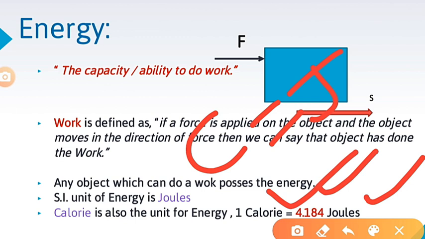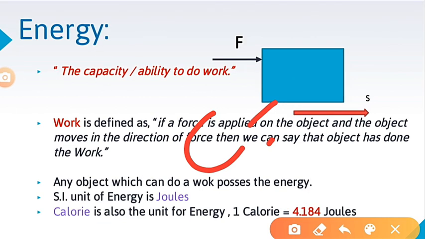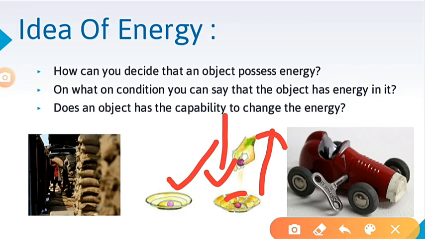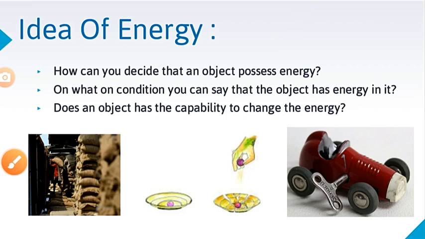Okay, understood. So we came to know the basic definition of energy. Energy is nothing but the capacity or the ability to do work. Now let's see the idea of energy. Think that you ate some food. After eating some food, you will say that you have gained energy.